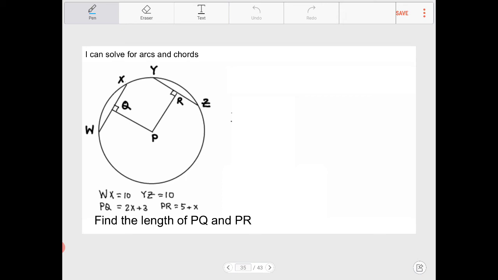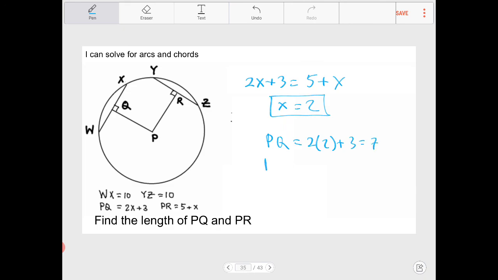So I know that PQ is equal to PR. Therefore I can say 2x plus 3 will equal 5 plus x. Subtract x and subtract 3 from both sides, I end up with x is equal to 2. Since x is equal to 2, I can then figure out the distance that WX and YZ are away from the center. PQ will have a length of 7, because it's 2 times 2 plus 3. And I also know that PR will also equal 7, because it's 5 plus 2.